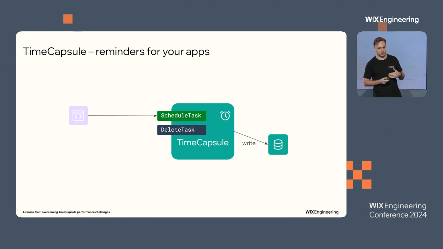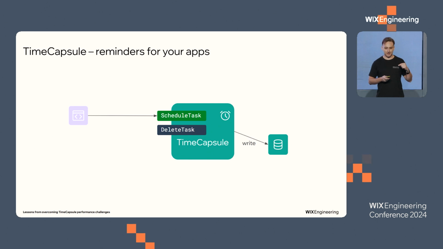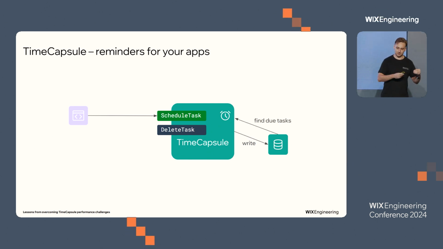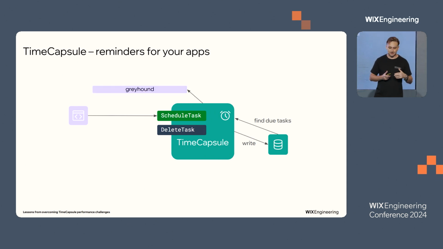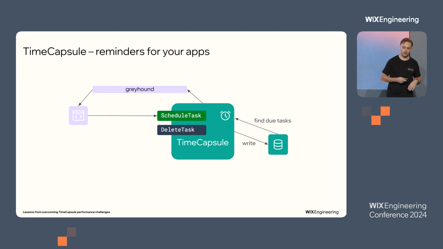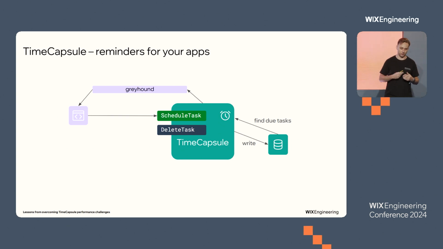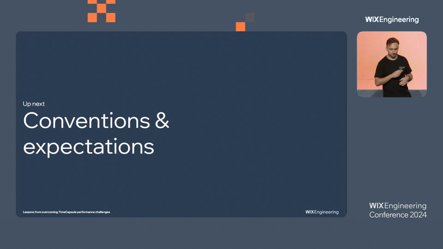In the meantime, TimeCapsule wakes up once per minute, checks if there are tasks scheduled for this specific minute, reads those tasks from the database, if there are any, and usually there are many, and then sends these tasks to a Greyhound topic dedicated for this application. The application then consumes those tasks, and that's how it is being reminded about the action it wanted to perform. And of course, the system is multi-tenant, which allows multiple applications to schedule their own tasks.